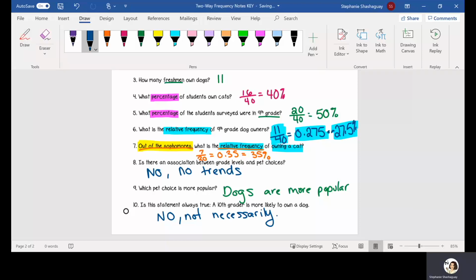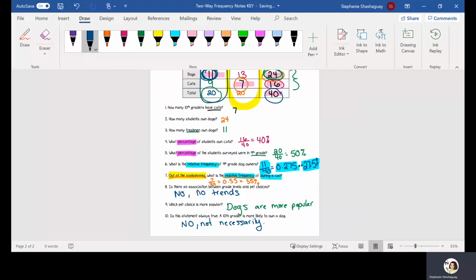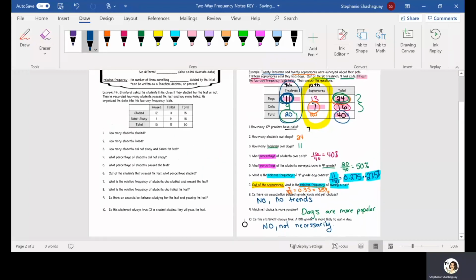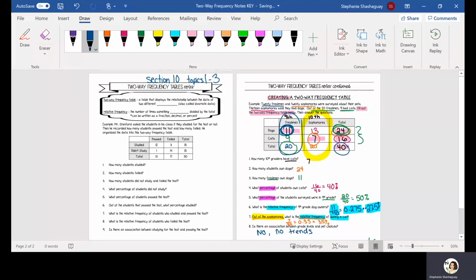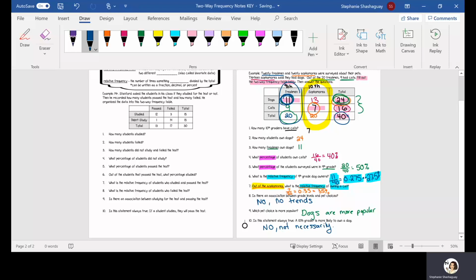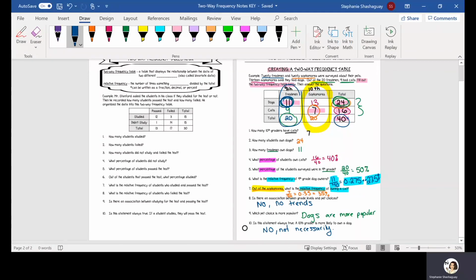So that is the end of our notes for page 2 of our two-way frequency table. After you finish these notes and answer the few questions that came from the notes, you're going to be responsible for finishing the practice problems that are listed below.